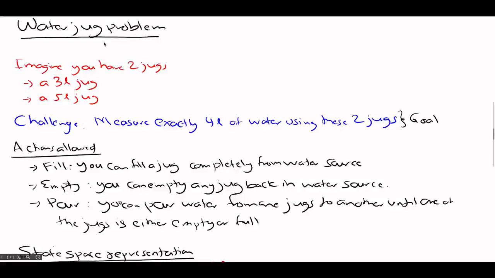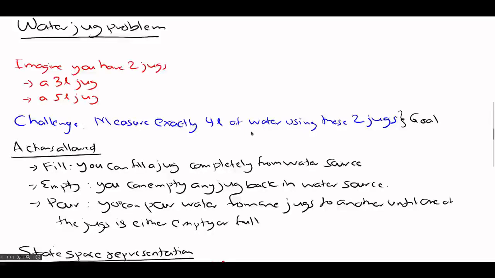So imagine you have two jugs, a 3-liter jug and a 5-liter jug. Your challenge is to measure exactly 4 liters of water using these two jugs. Sounds tricky, right? But it's a well-known puzzle that forces us to think about all possible actions and states, which is exactly what many AI search algorithms do.